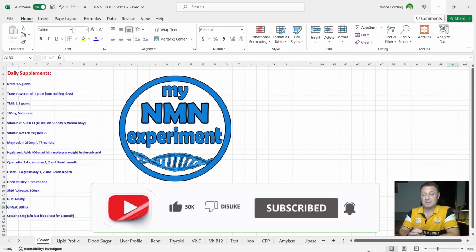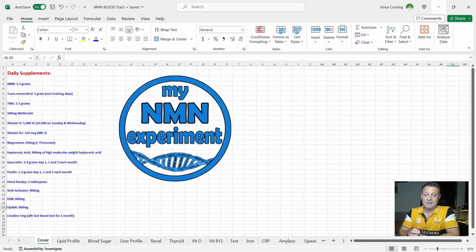TMG, trimethylglycine, 1.5 grams a day. I'm up to 1,000 milligrams of metformin, 500 in the morning, 500 at night. Remember the last blood test I had done, I was on 500 per day. My A1C shot back up. Vitamin D3, 5,000 international units per day. I used to be on 10,000 on a Sunday and a Wednesday.